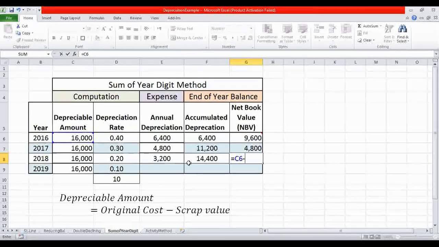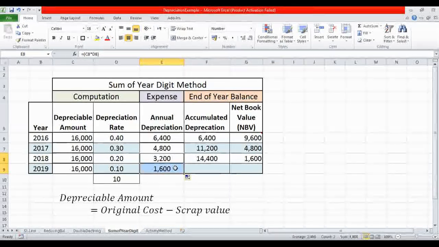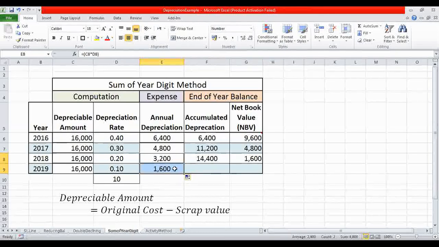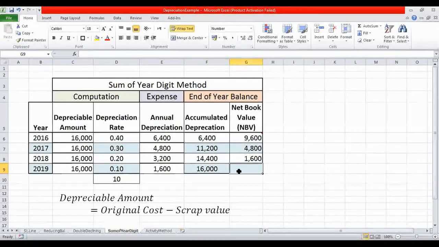16,000 minus 14,400. And for the last year we are going to calculate 10% of this. You can see that only 16,000 is left. If we calculate this value again, it is 1,600. So 1,600 will be added into 14,400, so it will be equal to 16,000 itself. So this amount plus this amount is going to be 16,000. So 16,000 minus the initial amount is going to give us 0.